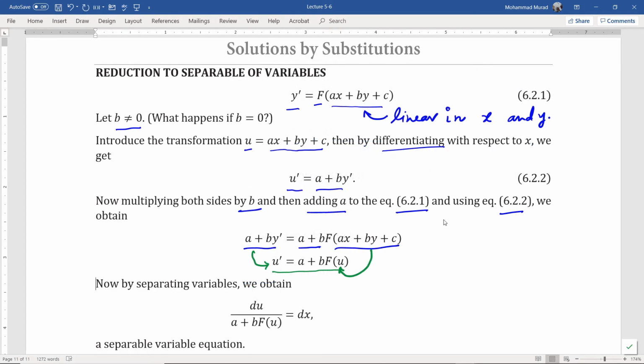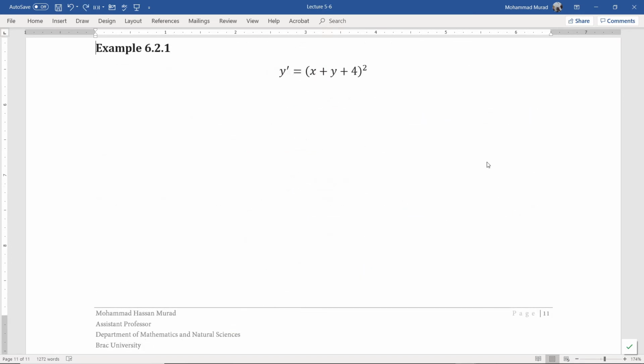Now separating variables in the last equation, we obtain this equation. Let's consider an example. y prime equals the quantity x plus y plus 4, all squared. This is a nonlinear, non-separable equation. Let's try to use an appropriate transformation to this equation so that it can be converted into a separable equation.